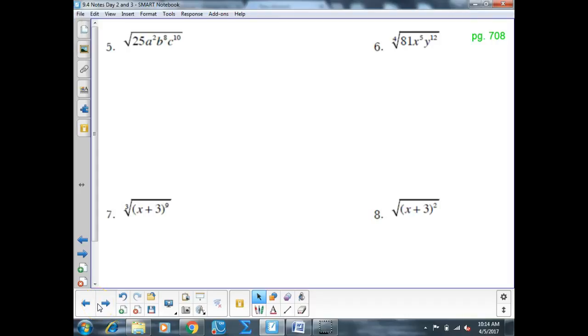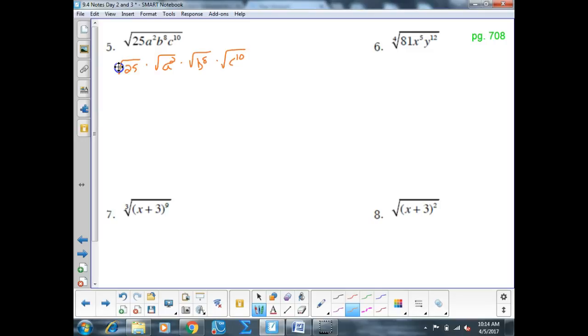All right, let's spot check number 5. Okay, what'd you get? 5ab to the 4th power c to the 4th. So what you did is, I'm guessing that you broke this down into the square root of 25 times the square root of a squared times the square root of b to the 8th times the square root of c to the 10th. Okay? I know you didn't, but that's what I bet everybody else did.